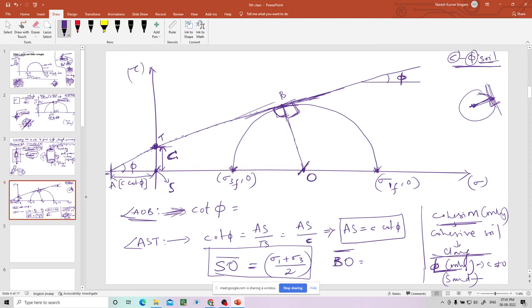Can you tell me at least what this is equal to? This BO, what is this? What is the distance between sigma 1 and sigma 3? This is the diameter of the circle. Because this is a semicircle, this will be the diameter. Then what is this? If from this point to this point it is the diameter, what will this be?